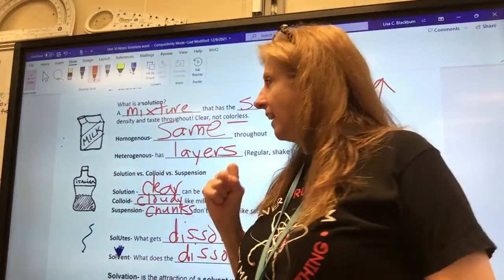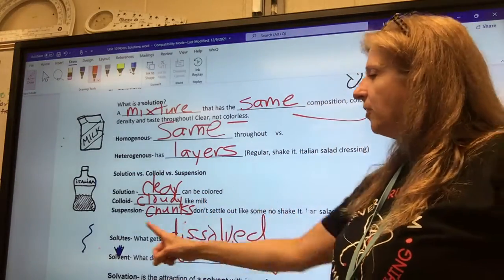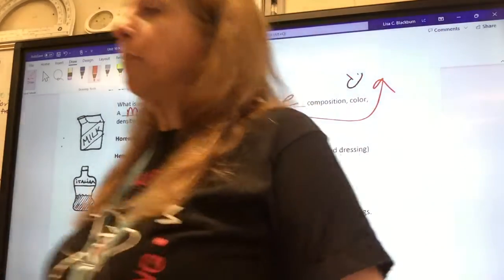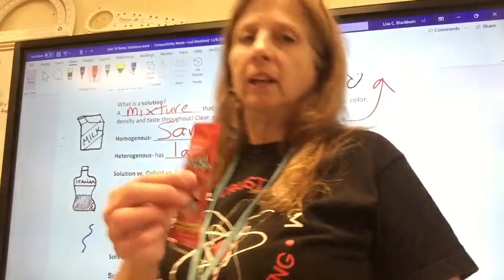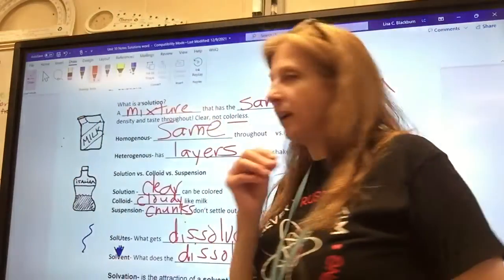I'm confident in that. All right, so solute gets dissolved. Solvent dissolves it. Solute is the Kool-Aid packet. Water is the solvent. Okay, we're going to talk about this Kool-Aid packet in a second. It's my prop for talking here.